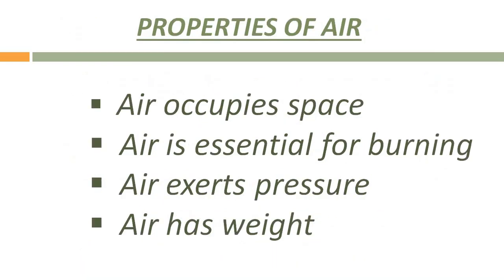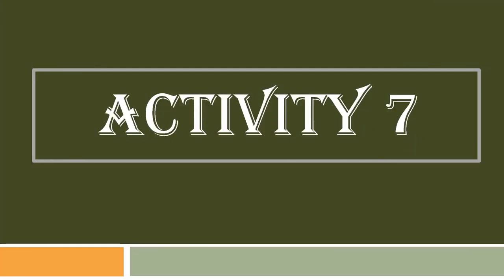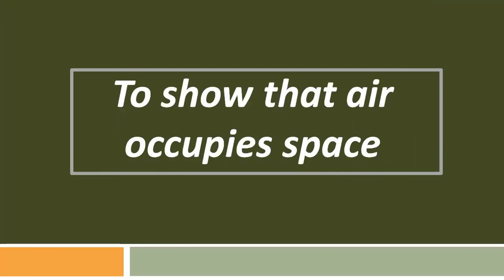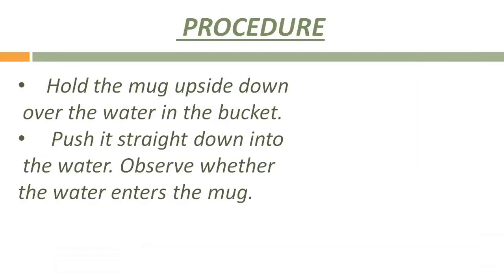Now let's discuss some properties of air. As air is matter, it occupies space. Second, air is essential for burning. Third, air exerts pressure. And fourth, air has weight. So let's learn the properties of air through two activities. First is to show that air occupies space. For doing this experiment, you need a bucket full of water and a plastic mug. Let's learn how to do this.